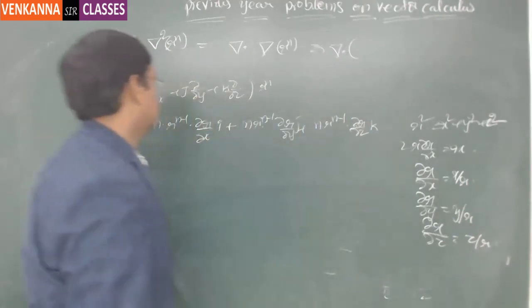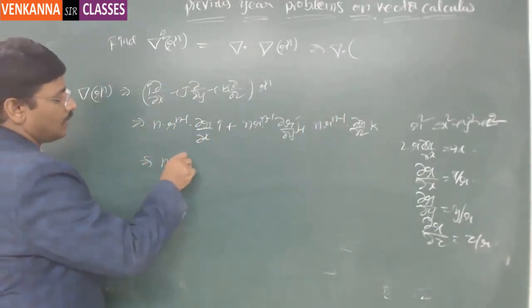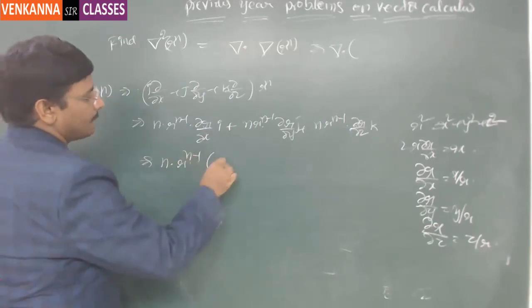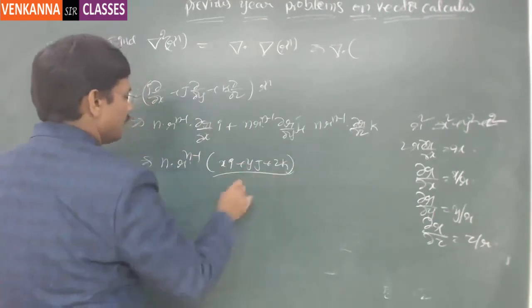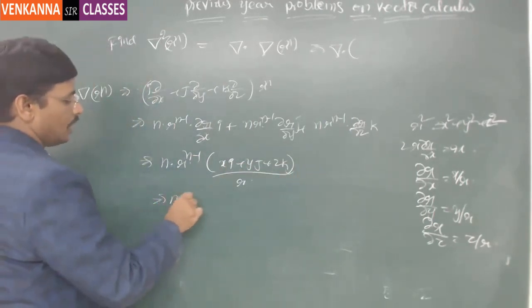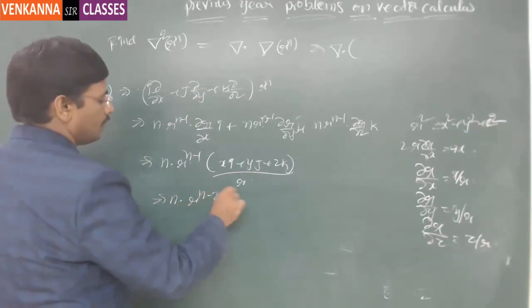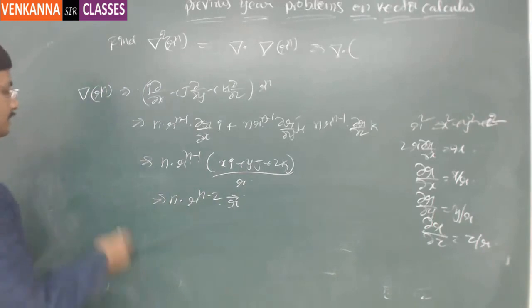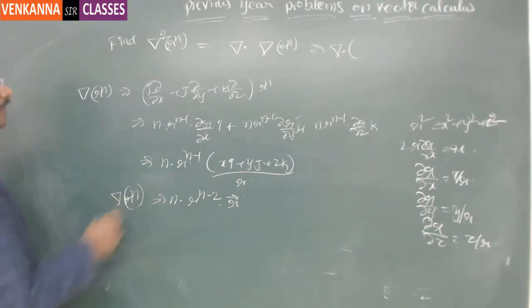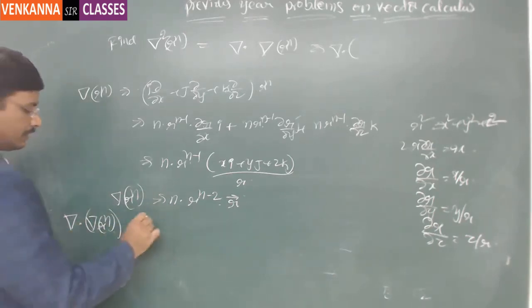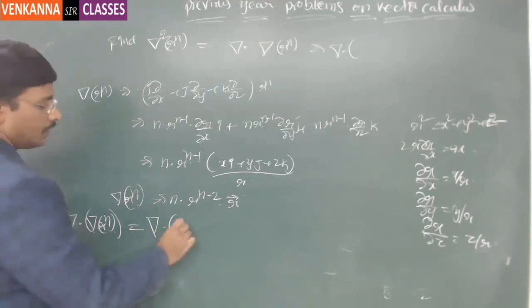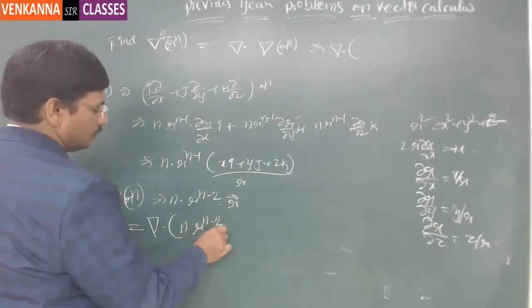Now if you replace it here, then this is going to be n into r power n minus 1, and then in the numerator xi plus yj plus zk divided by r, or in other words n into r power n minus 2 into r bar, right? So this is del of r power n value. Now actually you have to do a dot product for this. So del dot del of r power n. So this you can get, that is, this is as if like del dot operated on n into r power n minus 2 into r bar.